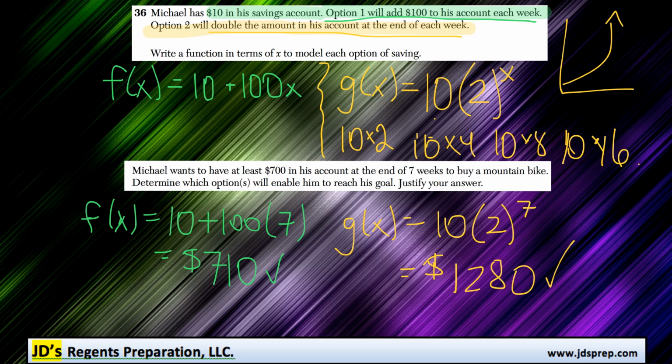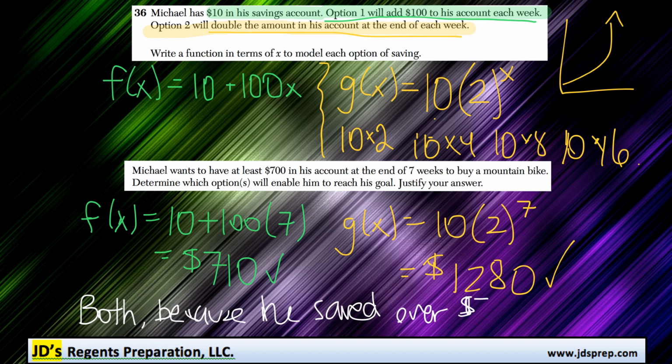And I suppose for an explanation, we could say both will enable him to reach his goal. And you could say because he saved over $700 in both cases. I think that's a good explanation. That would suffice.